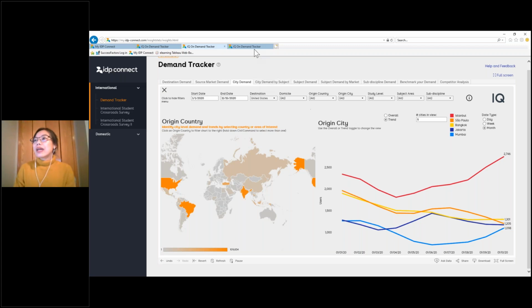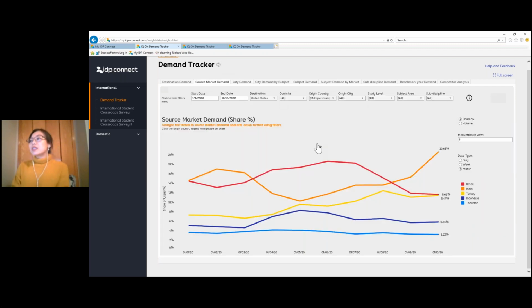So this is the one that we did last time, where we have the source market and then city demand. Let me start off with the source market demand first. Okay, it takes a little while to load. There you go. Last time we took a look at the top 5 countries of origin searching to the US, and we got Brazil, India, Turkey, Indonesia, and Thailand, right?